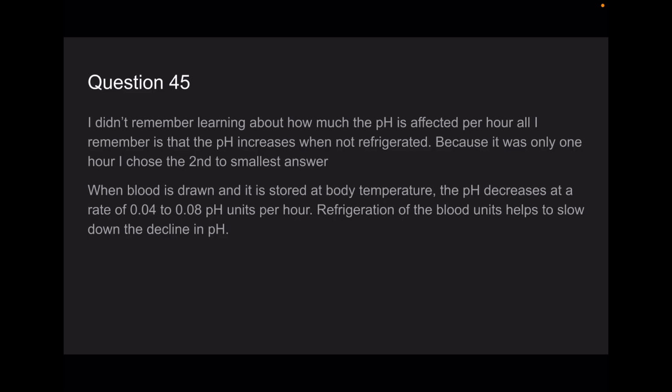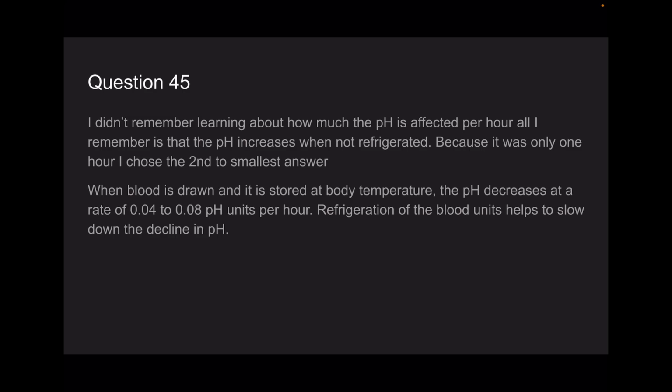pH alteration of normal blood in a closed vessel standing at 37 degrees Celsius for 1 hour is approximately what? I didn't remember the rate or the measurement, the decrease in pH over time. I just remember that if you let a blood unit sit at room temp, or in this case at 37 degrees Celsius, it will go down. So I don't know, I just chose the second to smallest answer because it made sense to me.